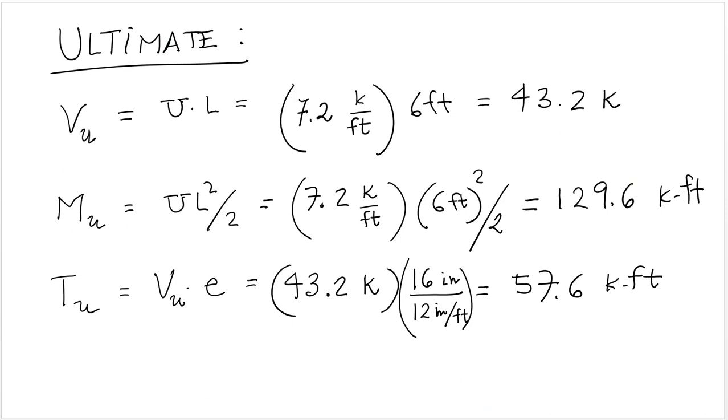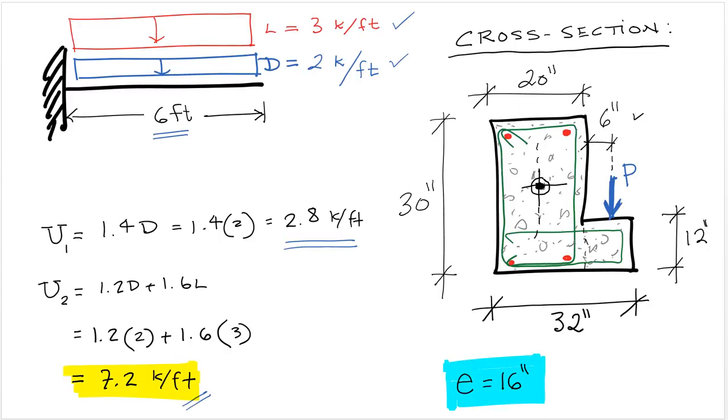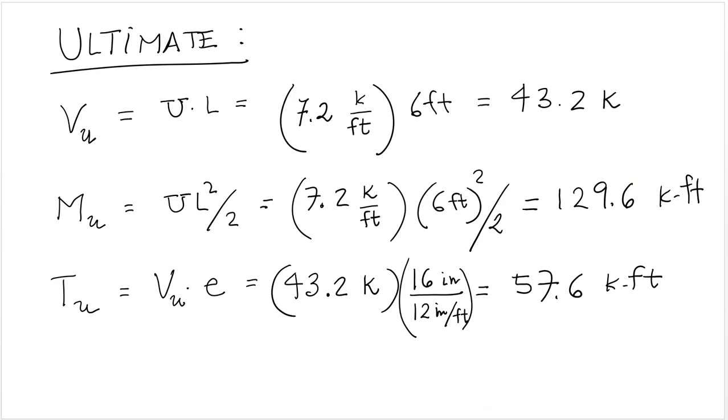And then the torsion we obtain by multiplying the total shear by the eccentricity, which, as we have already mentioned, is 16 inches. So we obtain ultimate shear of 43.2 kips, ultimate bending moment of 129.6 kip feet, and ultimate torsion of 57.6 kip feet. Now we are going to design for each individual effect.